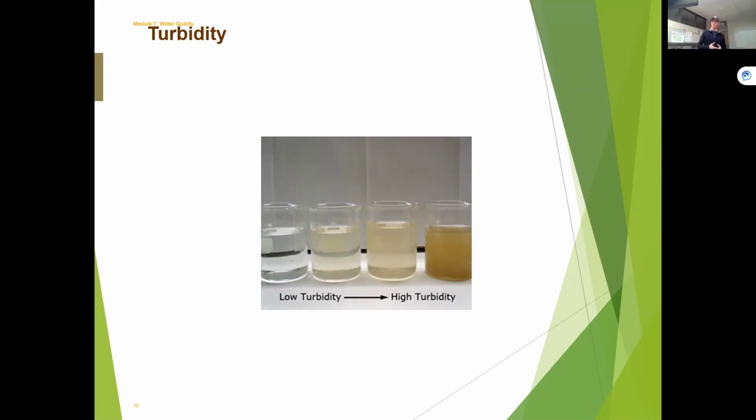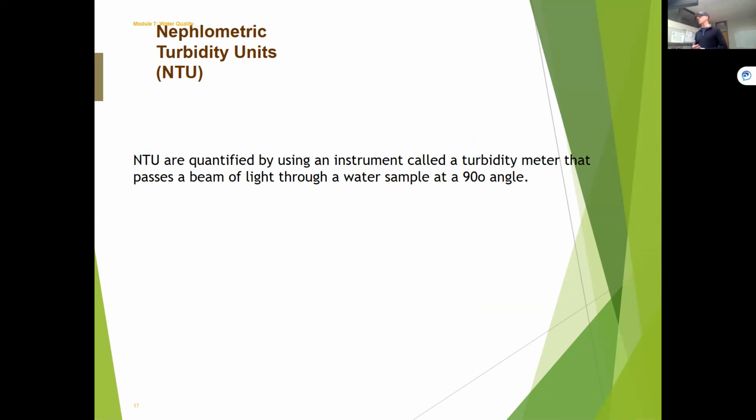You can see on the far left of the photo, it's nice clear water. It's not very cloudy. And now you got that yellow haze to it, a more yellow haze and almost like a brown type haze. And think about that haziness or that cloudiness, and that's going to be your turbidity. Turbidity is measured in something called an NTU, and that's actually pronounced nephelometric turbidity units.